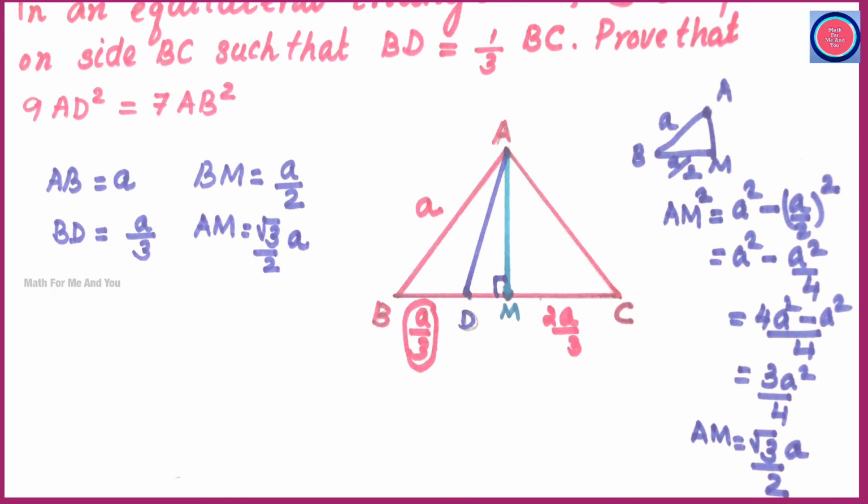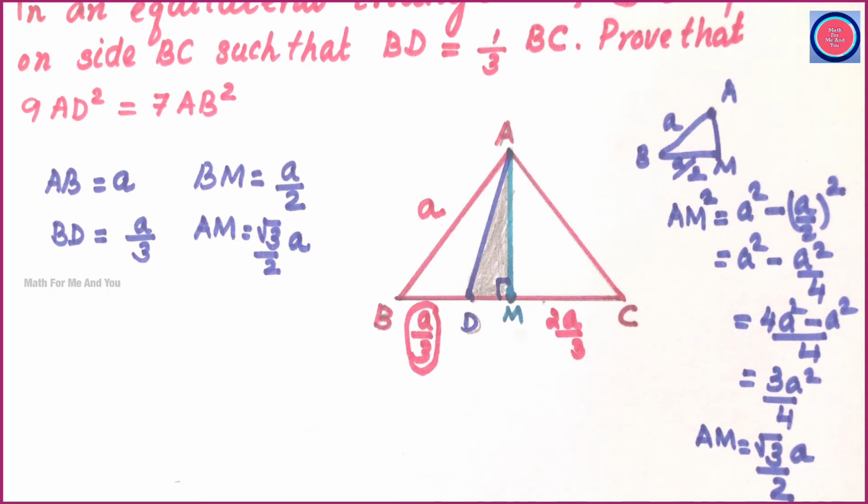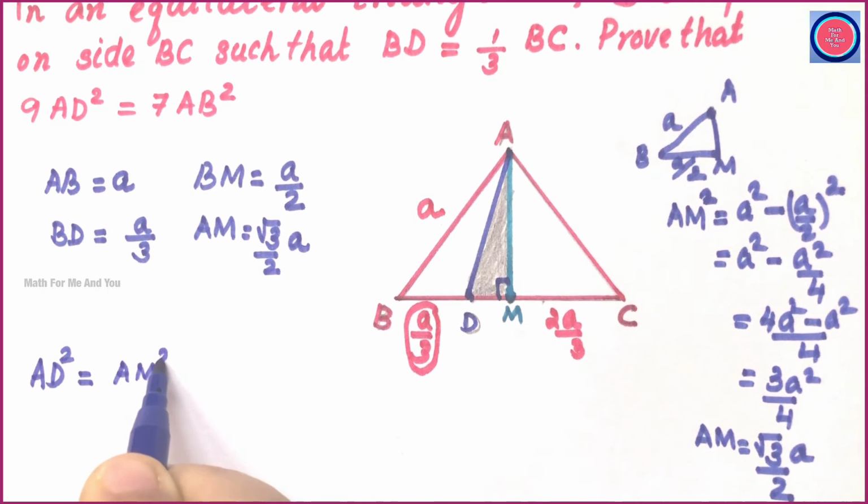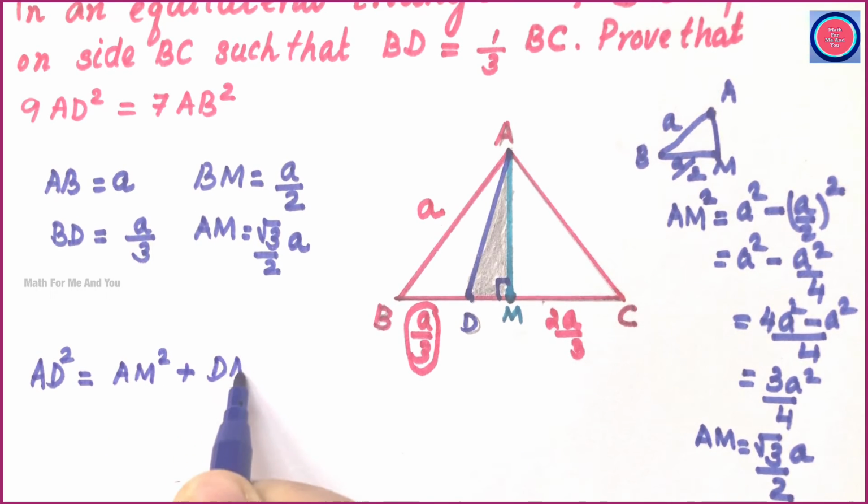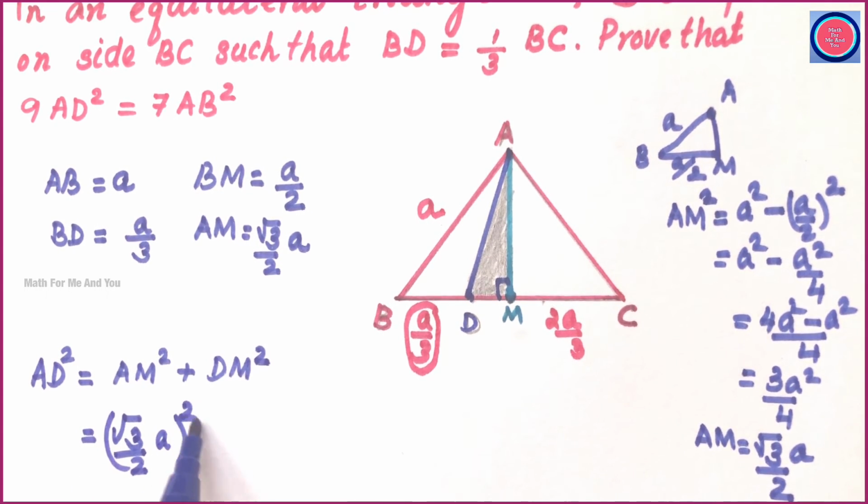The question asks us to prove 9AD square equals 7AB square. That means we need AD square. So please consider this right angle triangle AMD where AD is the hypotenuse. We consider this triangle because we can use Pythagorean theorem and we can find what is AD square. Hypotenuse square is equal to AM square plus DM square. We keep AD square same as it is because we are going to find its value. Change AM with its value. What is AM? Root 3A over 2. Root 3 by 2A. Then power 2.